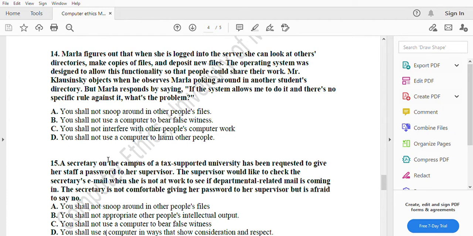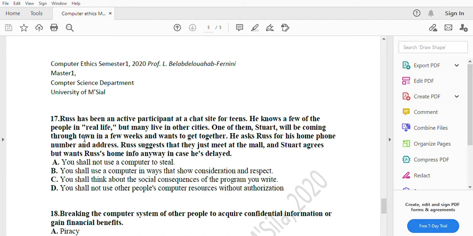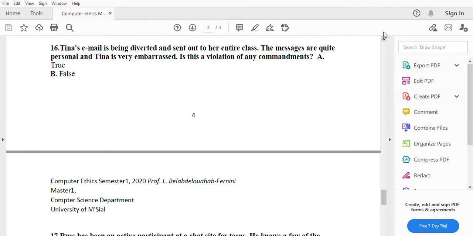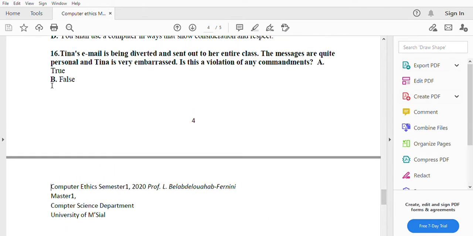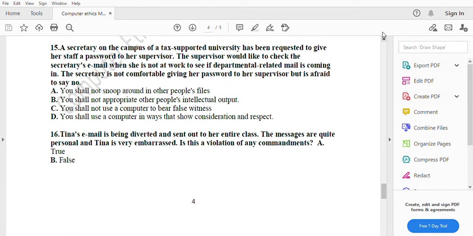Okay, now we go to 15. We have another situation as well. So if we go to 15 here once again, we have a situation which is not that different from the other ones, but it's a bit similar. So let's see. This is the one. Here we are.